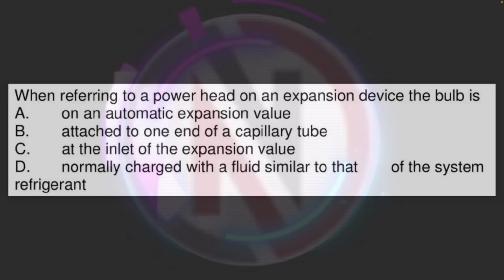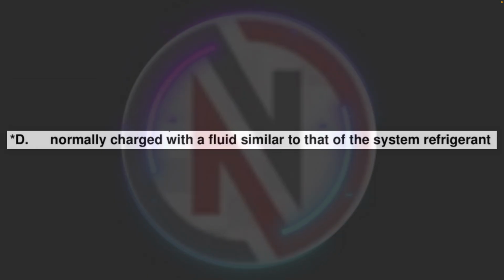When referring to a power head on an expansion device, the bulb is attached to one end of a capillary tube at the inlet of the expansion valve, and is A. normally charged with a fluid similar to that of the system refrigerant. D. Normally charged with a fluid similar to that of the system refrigerant.